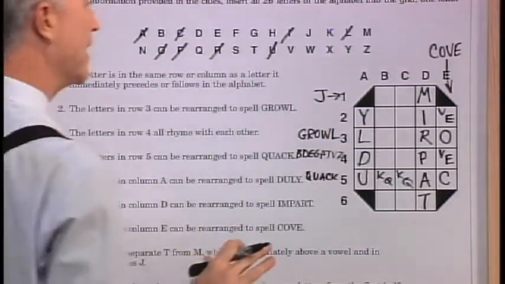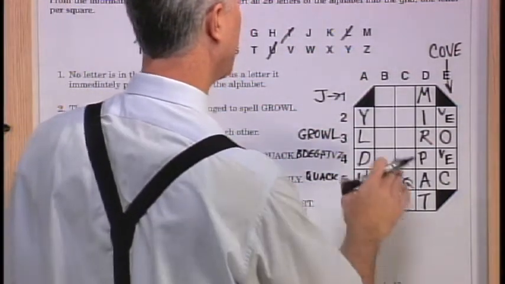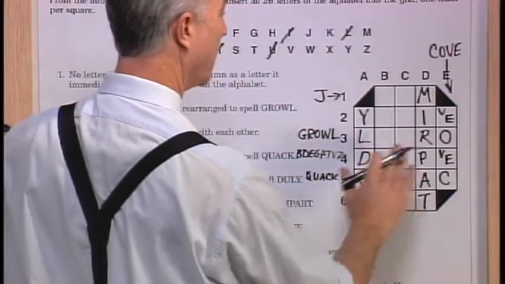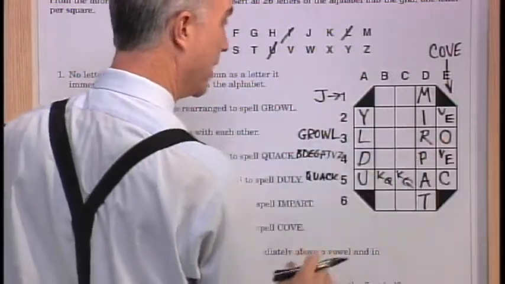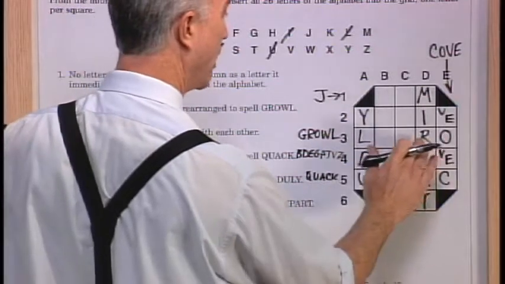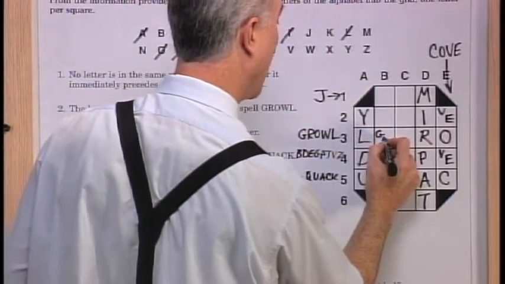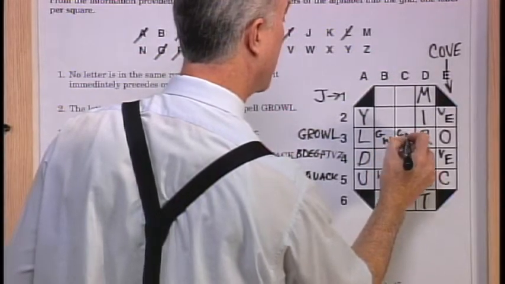While we're at it, let's take another look at row 3. We're going to be putting all of the letters for the word growl in row 3. We already have the O, the R, and the L. That leaves only the G and the W.